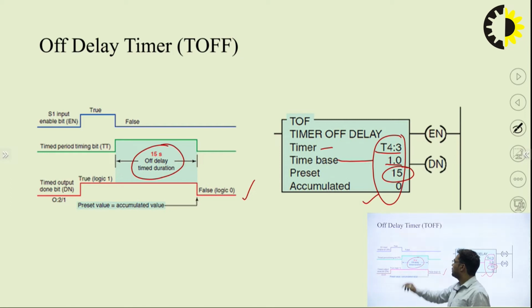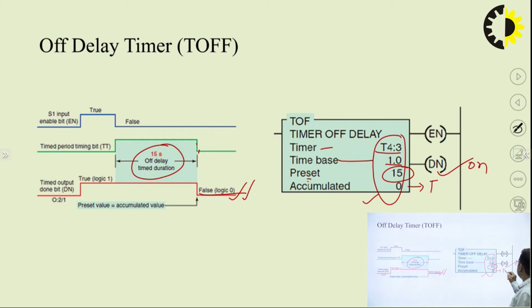So, the system of delay durations is off for the 15 seconds. As the 15 seconds happens, meaning the preset value is equal to the accumulated value, their state will be changed from the on condition to the false condition. As the condition is met, the done bit will be on, and as well as the TT block, that is the timer timing bit, is also on.